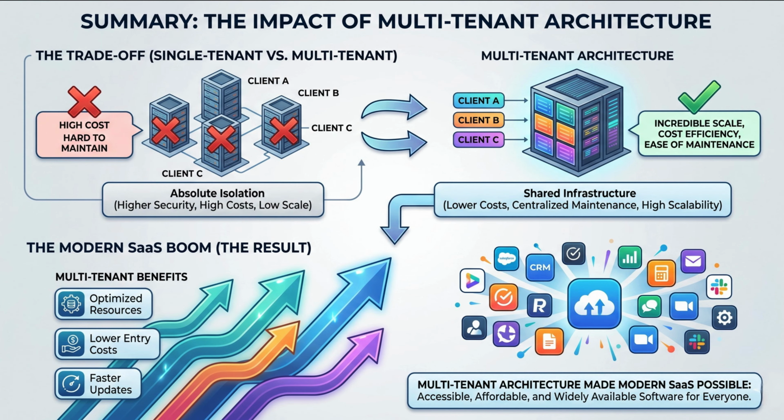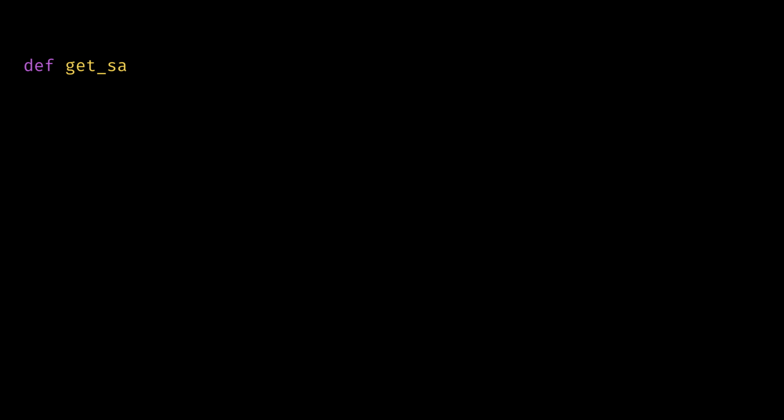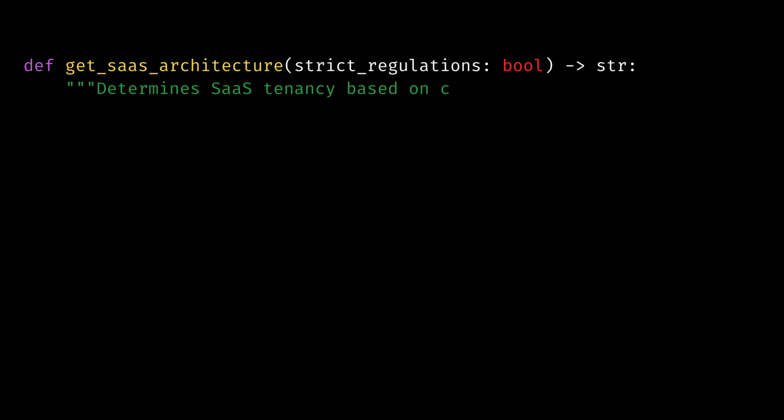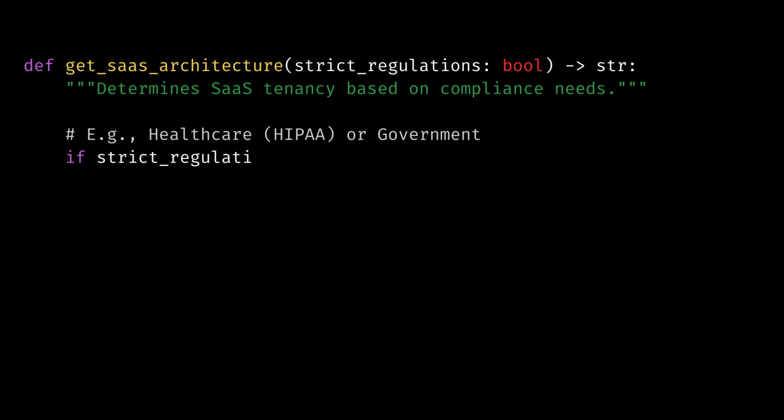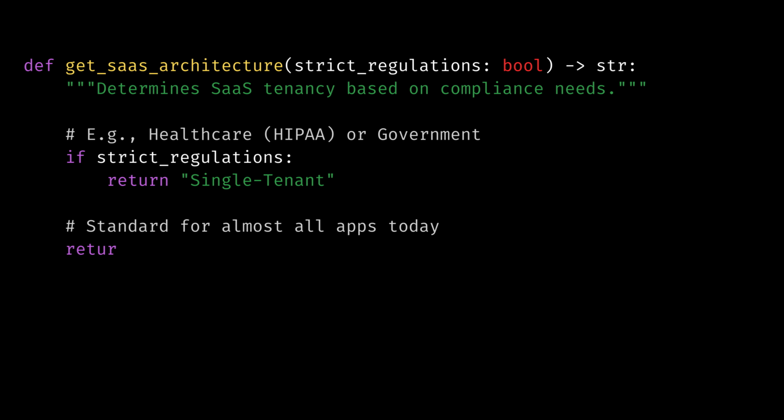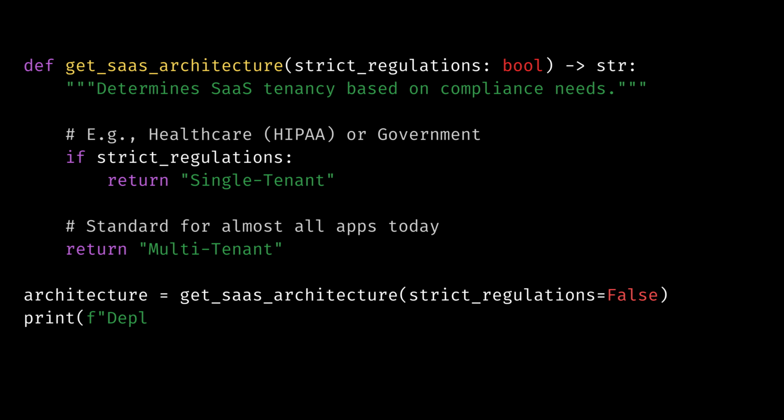So, to summarize, multi-tenant architecture traded absolute isolation for incredible scale, cost efficiency, and ease of maintenance. It is what made the modern SaaS boom possible. If you're building a SaaS application today, you'll almost certainly choose a multi-tenant approach unless you're dealing with ultra-strict government or healthcare regulations that mandate single tenancy.